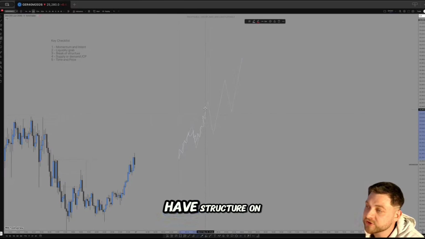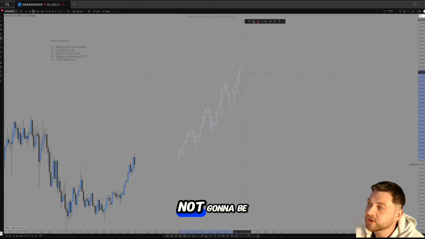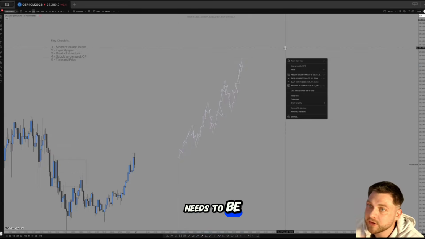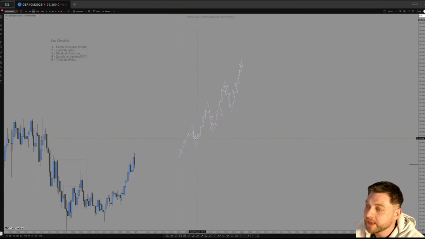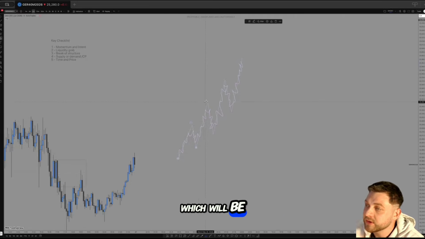So you will have structure on a lower time frame like this, which will then in essence create our higher time frame. Now, apologies for my drawing skills, but this is not going to be any more difficult than it needs to be, right? So for structure, you have to identify key higher time frame structure, which will be the dots that I'm putting on the screen right now. These could be like 1 hour, 4 hour, daily, weekly.